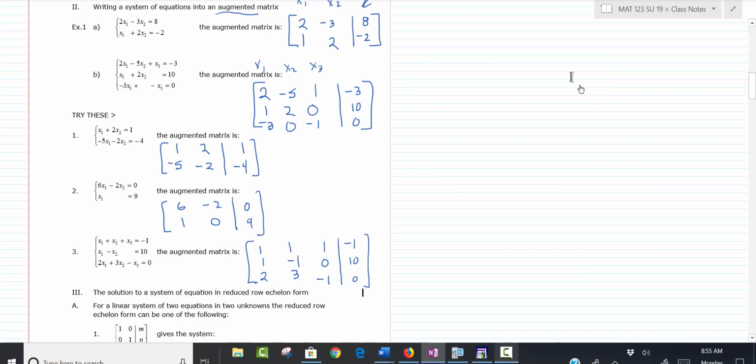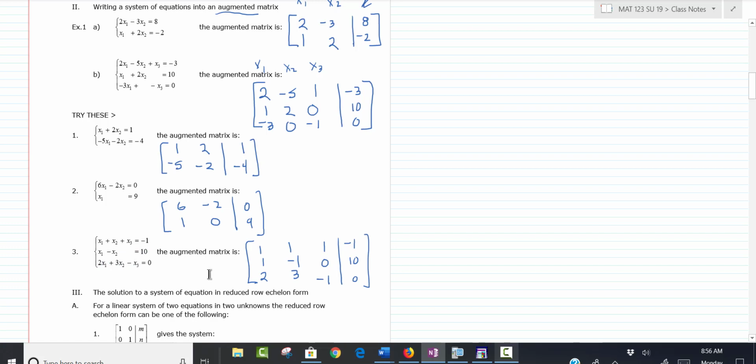Okay, so boys and girls, check your answers. This will be one of the simpler things you learn how to do all semester, okay? So this one, your first row is 1, 2, 1. Second row, -5, -2, -4. Be sure you have that bar. Next one, 6, -2, 0, 1, 0, 9. So you need to have that 0 there. And then the last one, 1, 1, 1, -1. Second row would be 1, -1, 0, 10. And then 2, 3, -1, 0. So that's all there is to that.